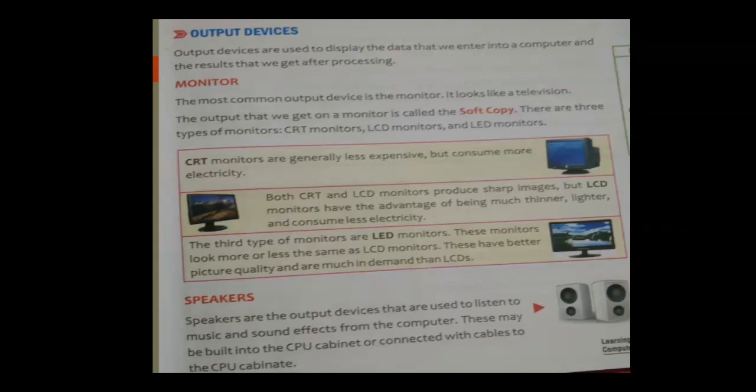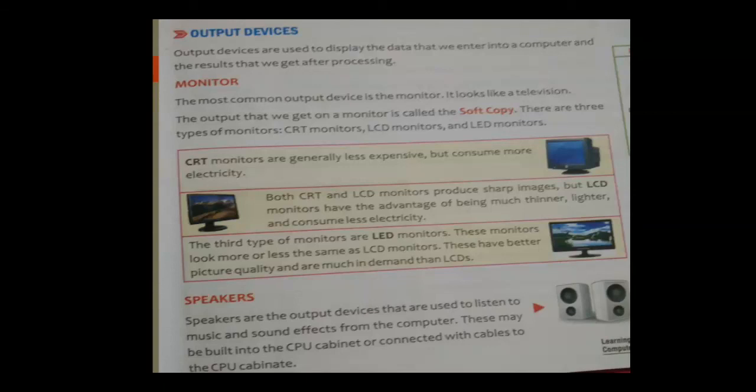Output devices. An output device is used to display the output on the screen as well as on paper. It displays the processed data. There are different output devices, that is the monitor. Monitor is the most commonly used output device. You can see it with the laptop as well as the desktop. When the output is displayed on the monitor, that is called the soft copy. When we talk about the monitor, these are of three types: CRT.